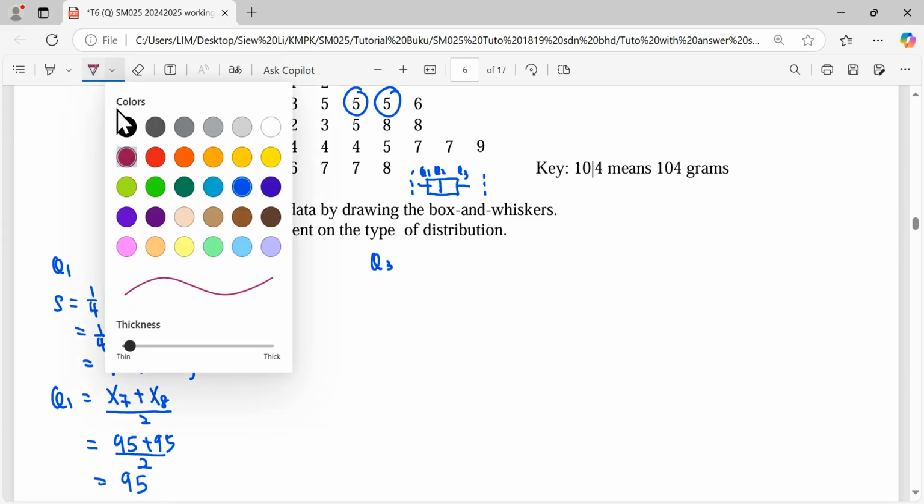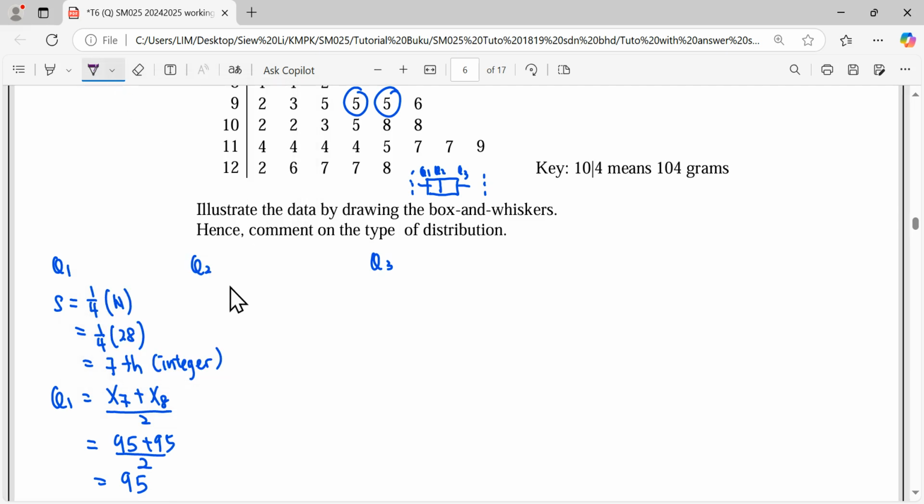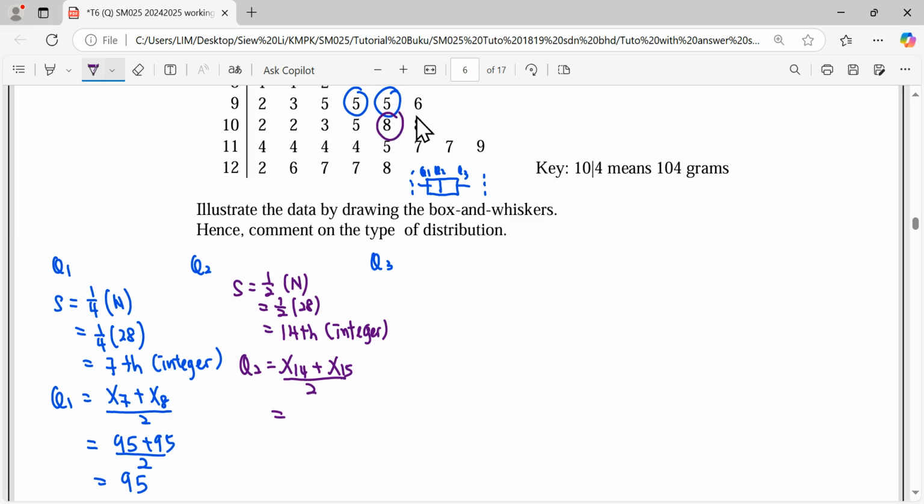Then we proceed to the second quarter. Second quarter position is 1/2 n. So 1/2 times 28. Position at 14. So integer concept, it will be the data at 14 plus the data next to it divided by 2. So this is number 7, 8, 9, 10, 11, 12, 13, 14, 15. So 108 plus 108 divided by 2, we get 108.